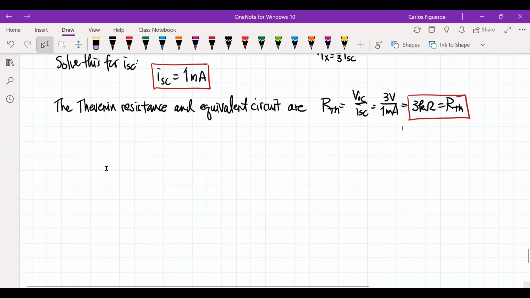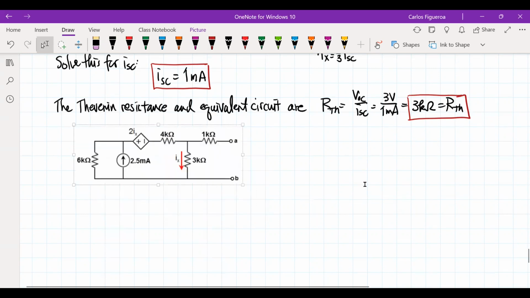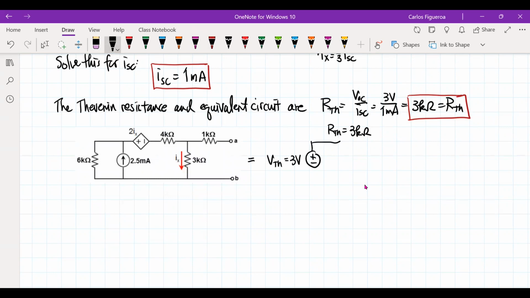So now if I look at my equivalent, it looks like this. Now I can replace this circuit with a Thévenin voltage that's equal to 3 volts. I have a Thévenin resistance, which is 3 kilo ohm. And so this is my circuit right here.